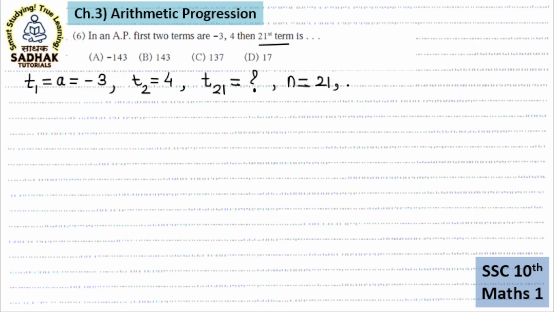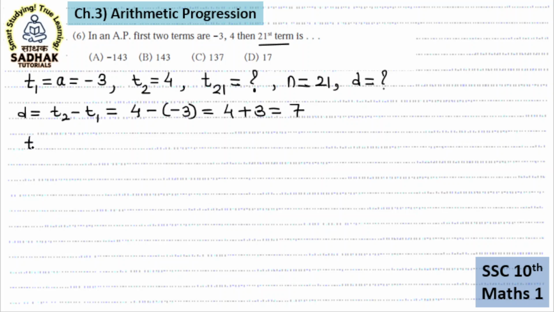For finding that, first we should find out what is D, that is the common difference. So D, that is the common difference, is equal to T2 minus T1. Second term minus the first term. So that will be 4 minus minus 3. So that will be 4 plus 3. That will be 7. So now we have to find the 21st term.